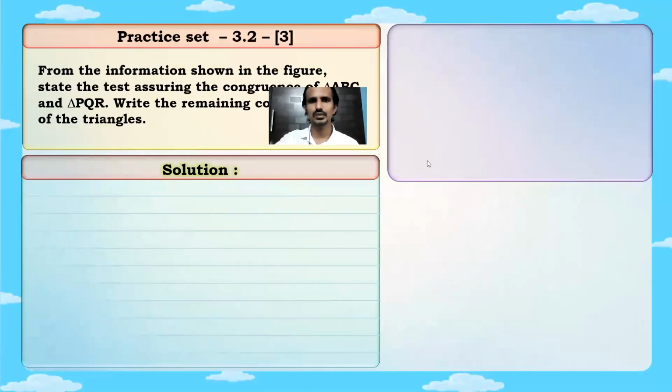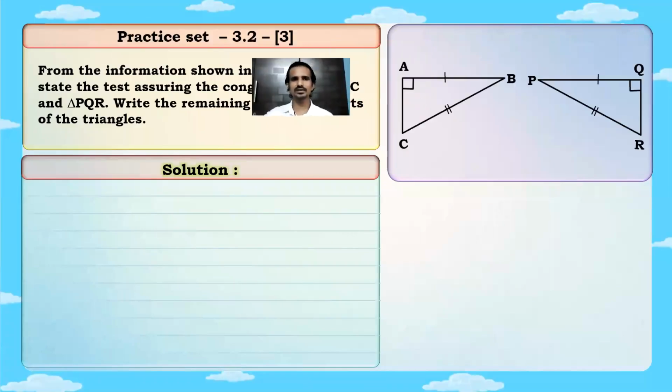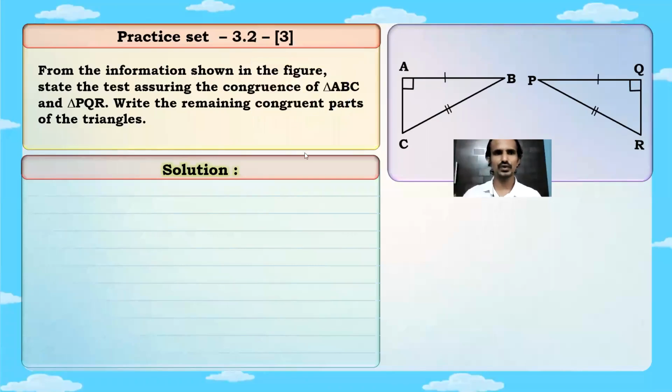Next we have the third question of 3.2. Okay, in the third question of 3.2 we have two triangles. Okay, so chalo, this is your turn to answer. First of all, observe the figure. Observe the figure by the time I read the question for you.